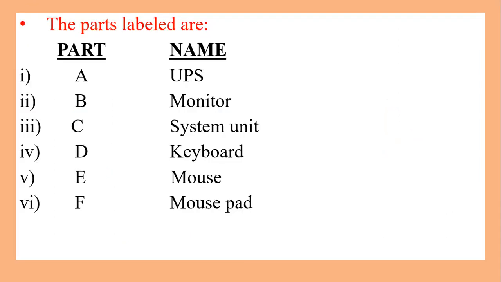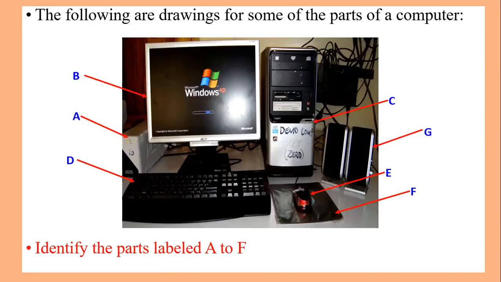The answers to that question are: A is an uninterruptible power supply, what we also call UPS. B is monitor. C is system unit. D is keyboard. E, mouse. F, mousepad. And what is G? G, as you can see, these are multimedia speakers through which you can hear information that is in the form of audio or sound.